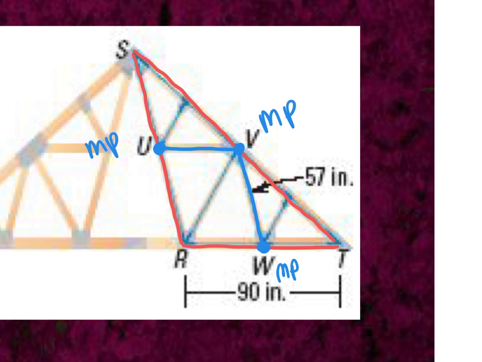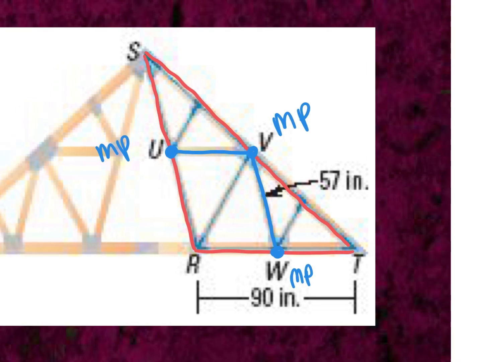Now, if they're midpoints, what segments can I now put congruence marks on? Daniel, give me one pair. RW. RW is going to be congruent to what? UV. Eventually, yes. I agree with you. But let's start with RW. WT. WT, very good. Because W is the midpoint. Do you guys agree? So if it's the midpoint, do you agree it cuts this side in half?